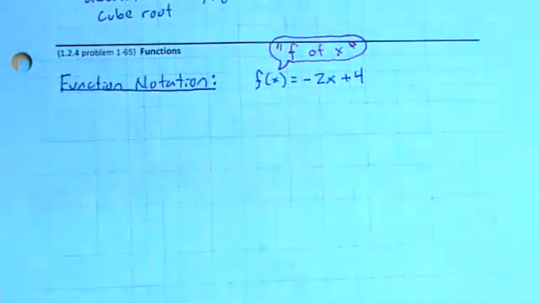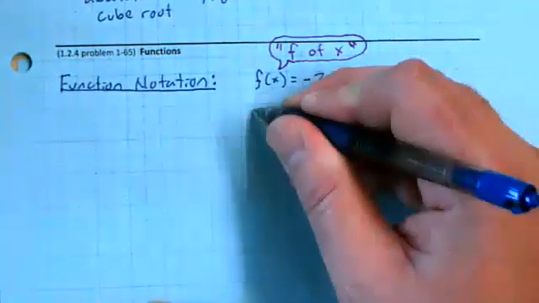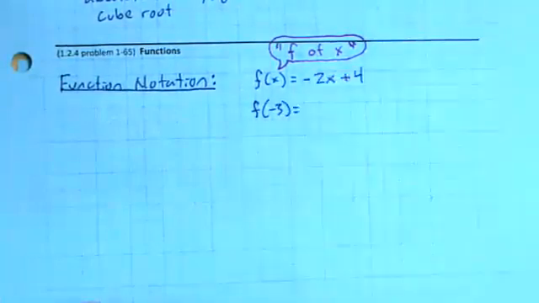So that was the equation they gave us for the function. F of x was negative 2x plus 4. And in the problem, they asked us to find f of negative 3. So just so I've got a good example, I'm going to show how I would do that.